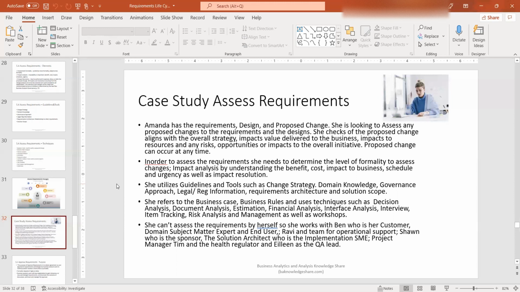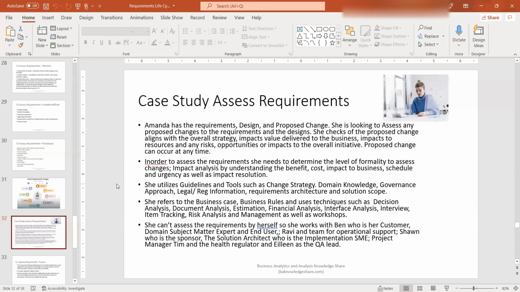She utilizes guidelines and tools such as change strategy, domain knowledge, governance approach, legal and regulatory information, requirements architecture, and solution scope. She refers to a couple of techniques, business case and business rules, and uses techniques such as decision analysis, document analysis, estimation, financial analysis, interface analysis, interview, item tracking, risk analysis and management, as well as workshops.